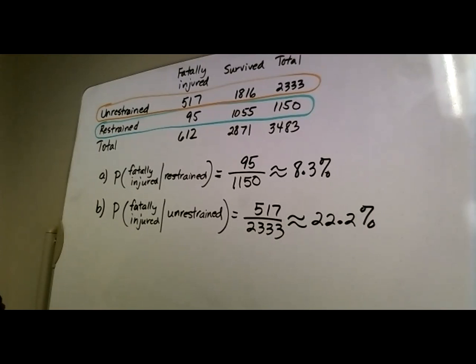All right, any questions about that particular two-way table? Okay, so this helps us reduce the sample space when we're dealing with conditional probabilities.